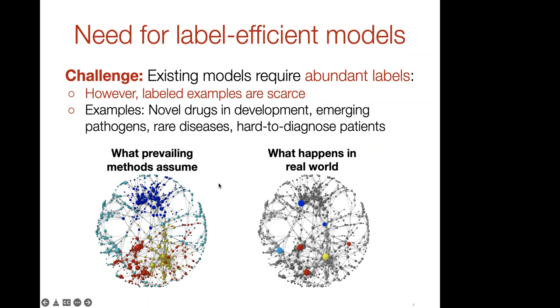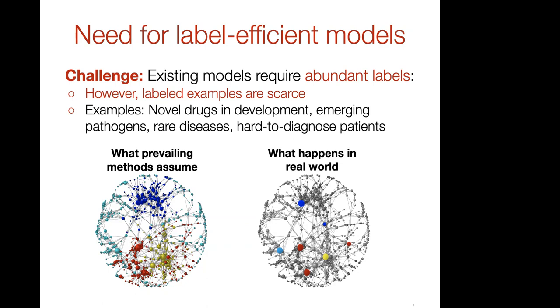Visually, the way you can think of this problem is that what prevailing methods assume is the setting shown on the left part of the slide. We have these rich interconnected data sets where most of the nodes, most of the entities, are already somewhat well characterized. Their labels, here represented by nodes of different colors, are already available. And then the question becomes, we can leverage all that label data to predict labels for the remaining entities.